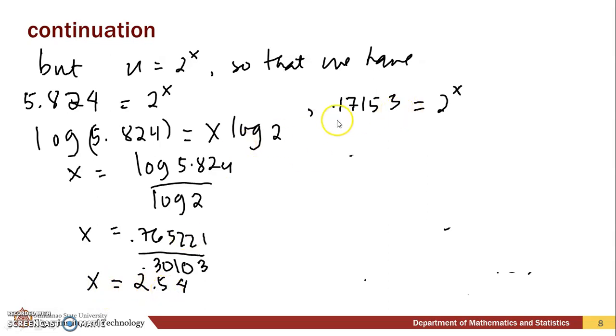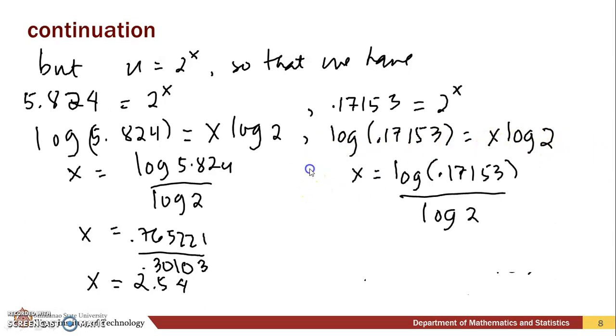On the other hand, if we try to solve the logarithm of 0.17153 and the logarithm of 2 to the x, we come up with the following. The logarithm of 0.17153 equals x times the logarithm of 2. So again, what do we do here to solve for x? We try to divide both sides by the logarithm of 2. So we come up with the logarithm of 0.17153 over log of 2. And solving further, we now have the following.